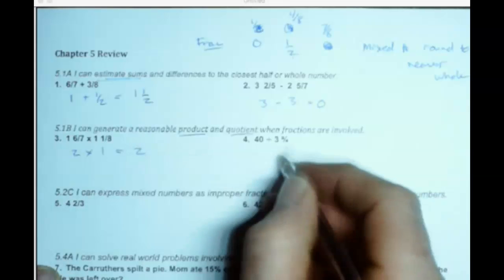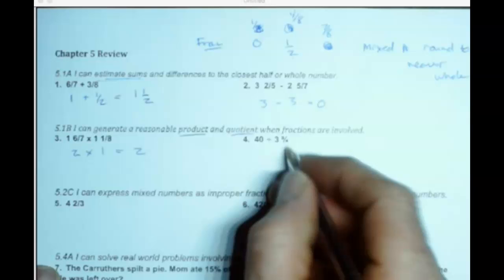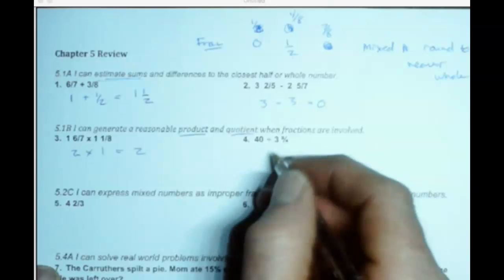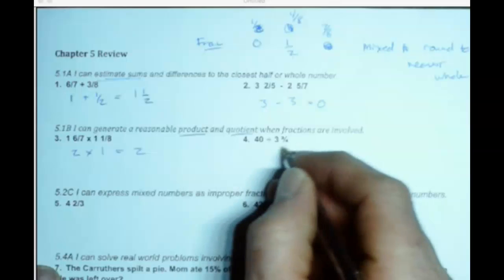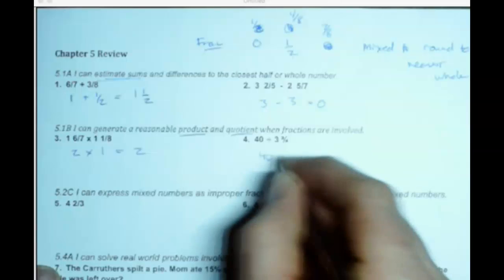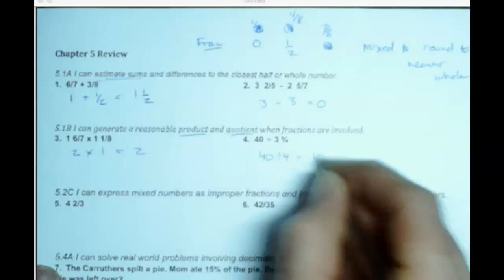Here we have 40 divided by 3 3/4. Well, we've already got this one rounded for us, 40. And 3 3/4, that's almost 4. So we're going to call this 40 divided by 4, which is 10.